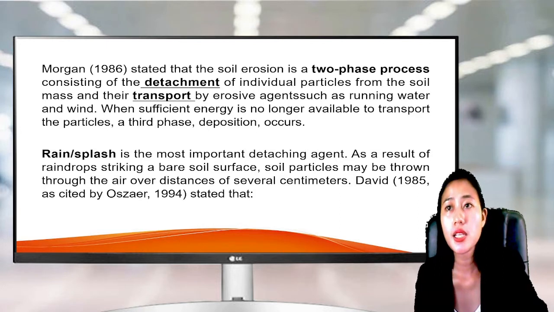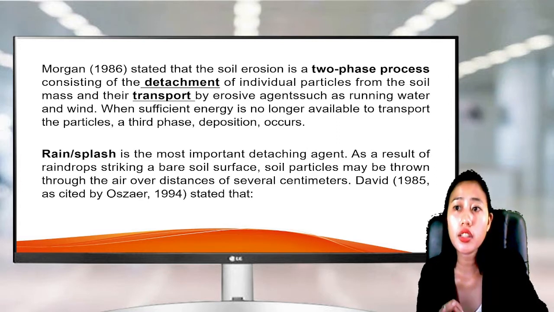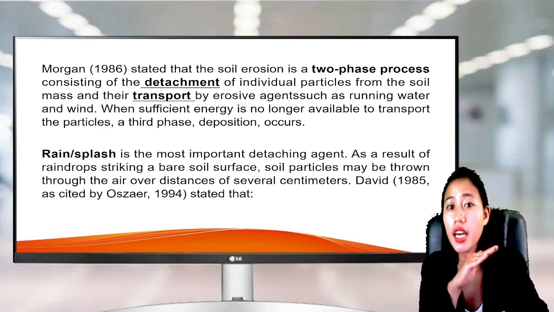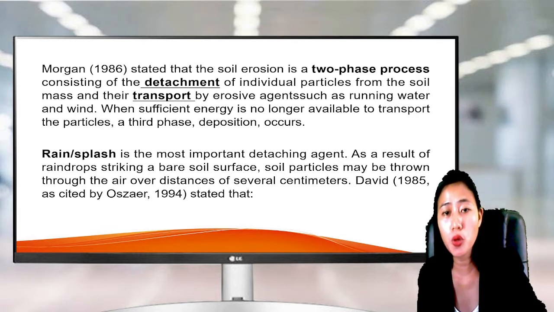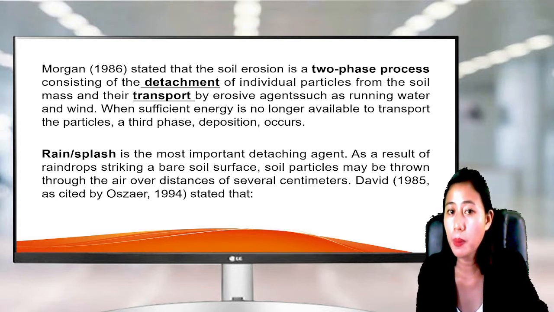Morgan in 1986 stated that soil erosion is a two-phase process consisting of detachment of individual particles from the soil mass and their transport by erosive agents such as running water and wind. When sufficient energy is no longer available to transport the particles, a third phase occurs, which is deposition. So this illustration shows the detachment of soil particles, which are transported downward until they reach a new spot in the area of deposition.